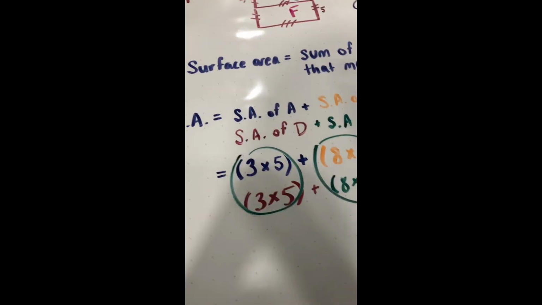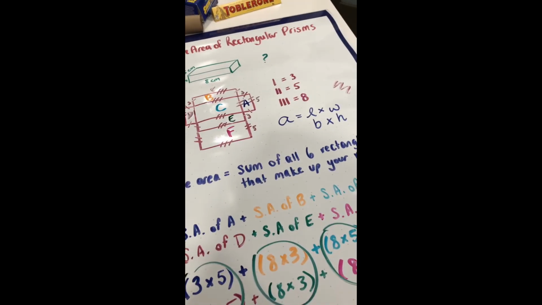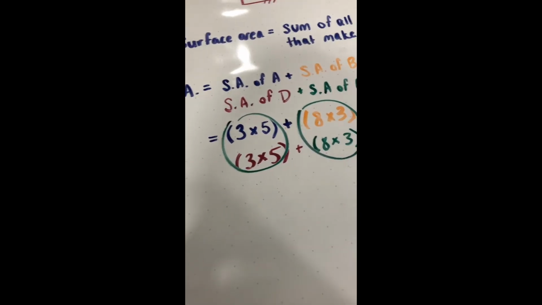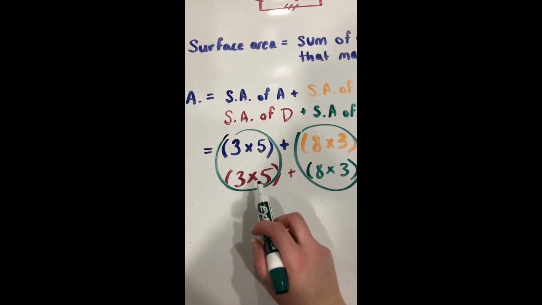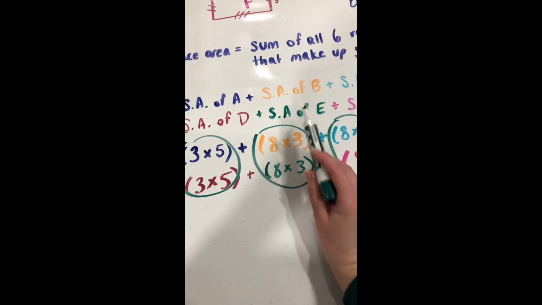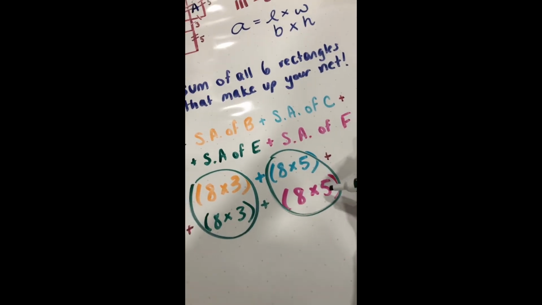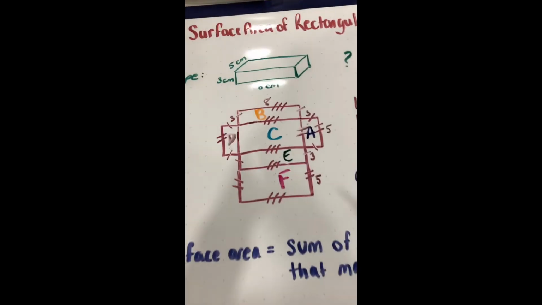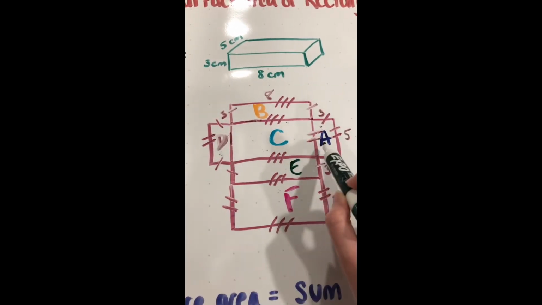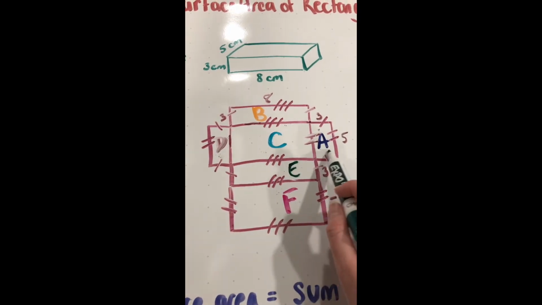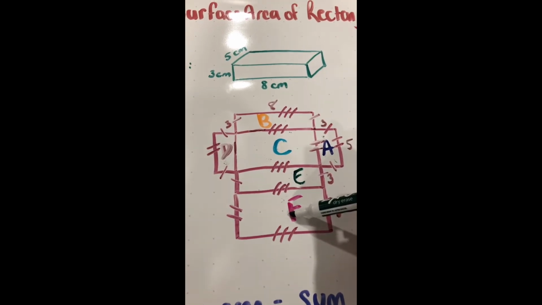Okay, good luck. Okay, part 2, we're finishing up calculating the surface area of a rectangular prism. And so we did notice a little bit of a pattern here. We noticed that the surface area of A was the same as the surface area of D. The surface area of B was the same as the surface area of E, and the surface area of C was the same as the surface area of F. So if we look at our net, we can see that that's true, right? So A and D, they're the exact same size and shape, the same area. B and E are the same, and C and F are the same.